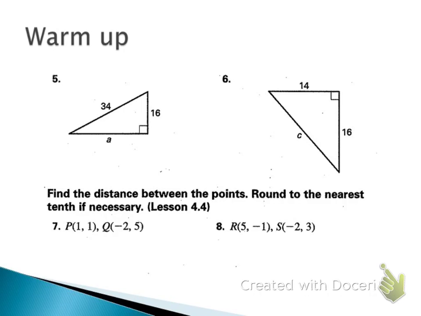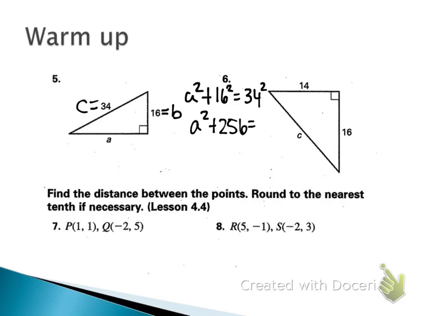Number 5 is similar. It's a right triangle. We're going to use the Pythagorean theorem. The longest side is 34, so that's what I'll use as c. a is what we're missing, so we will use 16 for b. So we are going to have a squared plus 16 squared equals 34 squared. What is 16 squared? 256. What is 34 squared? 1156.